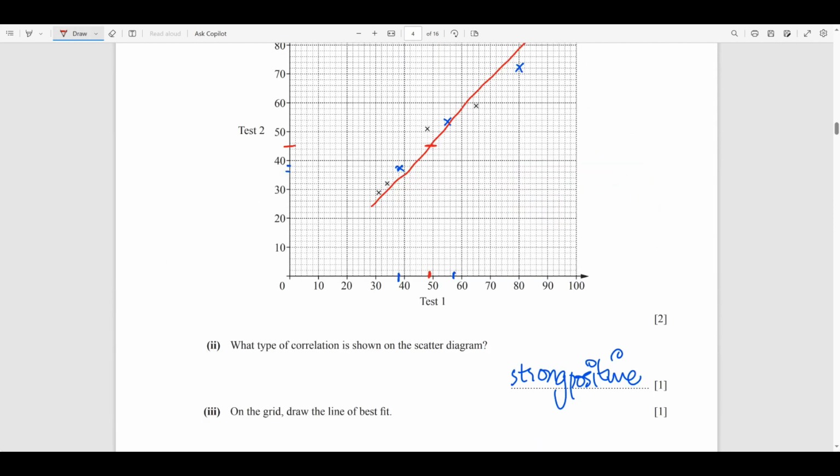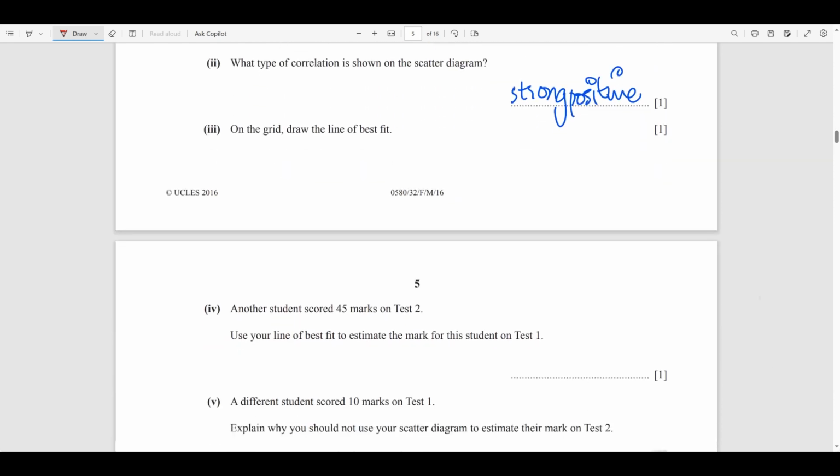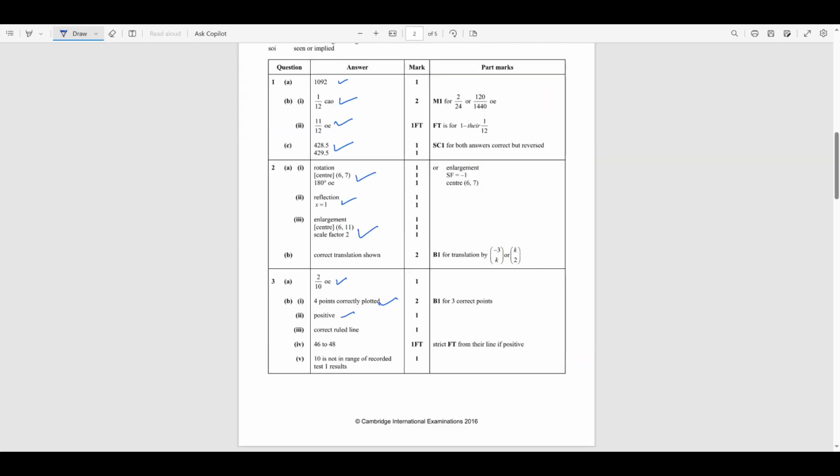So according to my best fit line, which is not actually straight, it's supposed to be a little more straight, this is just an estimate. 45 on test 2 will somewhere estimate us. Let's take this point, and this point is somewhere around 47, 48 roughly. So roughly I'm going to write here 47 maybe, right? Let's check the marking scheme. 46 to 48, yeah, 47 is fine. Okay.